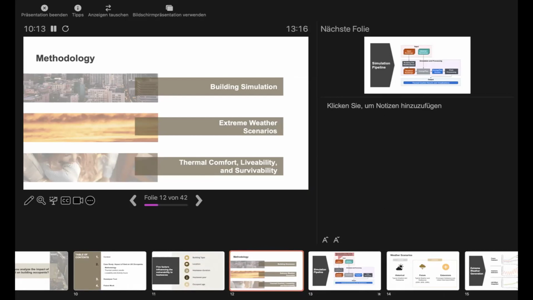And then finally, for the assessment, we really want to know how these indoor conditions in buildings affect occupants themselves. So what kind of health impacts does it have on the occupants beyond merely the temperature that we can observe in the building? We really want to know the impacts.